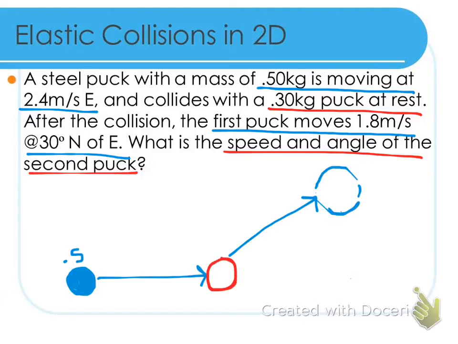My second puck, do we have an idea about where that might go? Do you have any sort of inkling, or where do you think it might be going after this collision if my first puck ends up north of east?